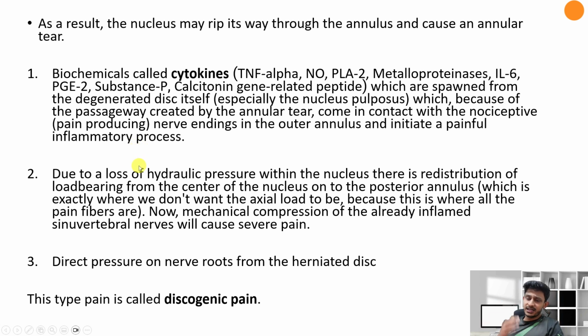Also, due to uneven loading of the disc, we tend to load the posterior annulus fibrosus more. And I told you previously that the posterior and posterolateral areas of the disc are where more nerve endings are present. So this results in a mechanical compression. There's chemical irritation of the nerve endings from the cytokines. There's mechanical irritation of the nerve endings from direct pressure, and also the herniated disc material presses on the nerve roots. So all these three things combine and cause back pain.